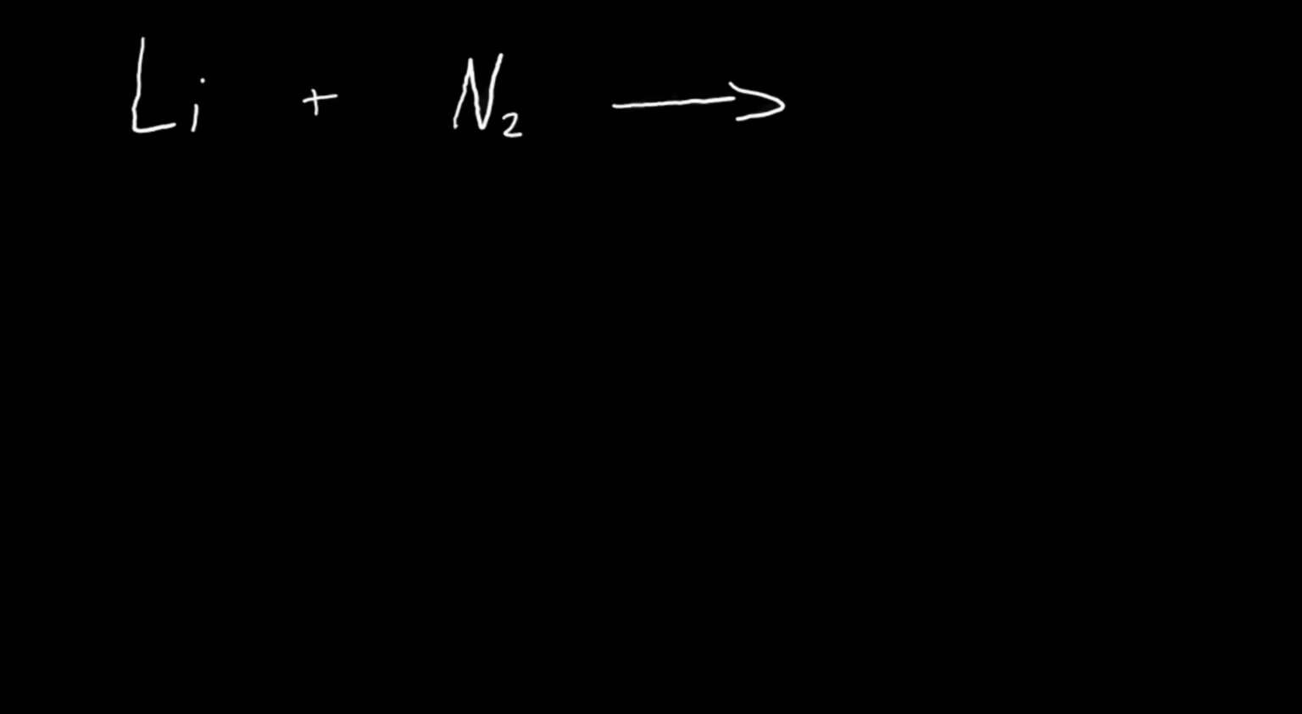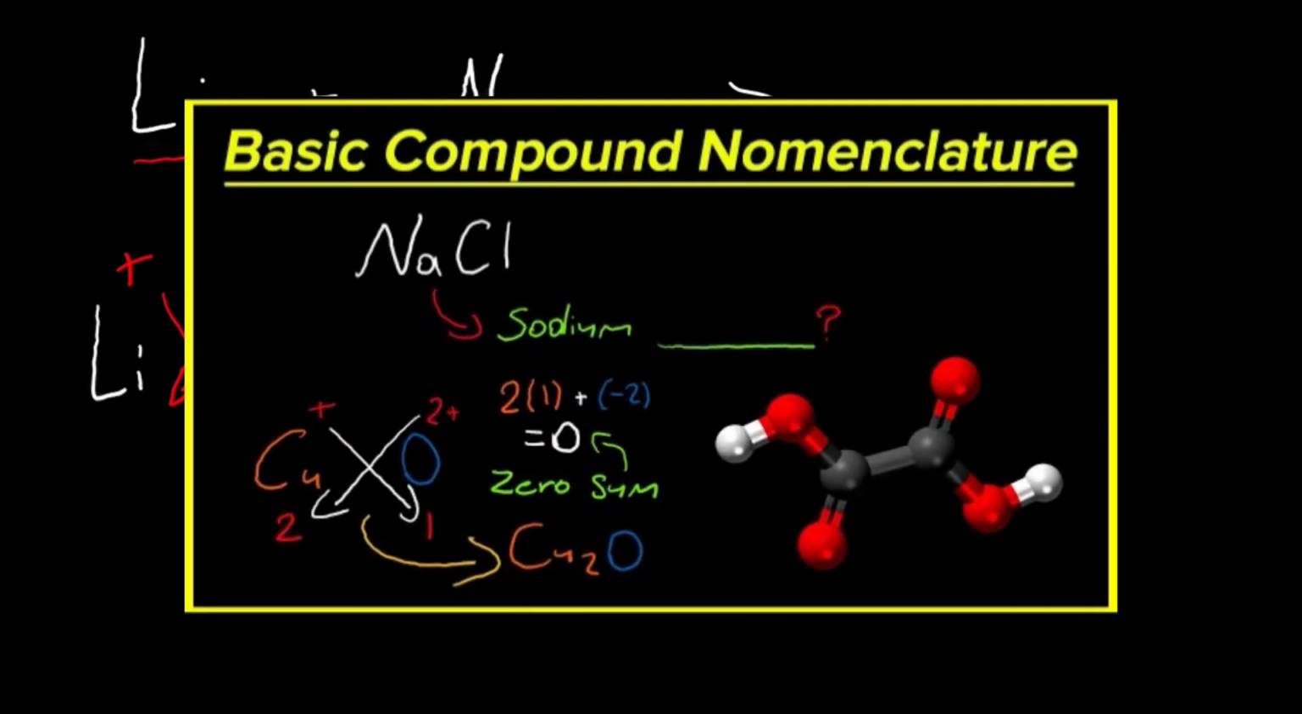So here we don't know what the product is yet. All we know is that we have lithium plus nitrogen, and of course nitrogen is another diatomic molecule. Now to find the product of this lithium and nitrogen, we're going to have to use the crisscross method to swap the charges of the lithium and the nitrogen. If you have no idea what I just did, I recommend checking out my lesson on compound nomenclature as something to watch after you finish this video. The link is in the description.